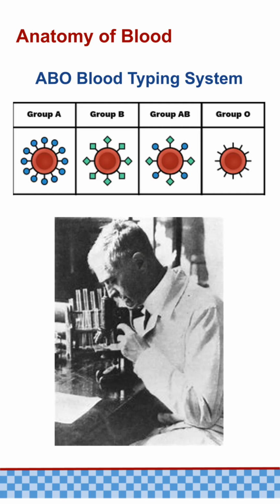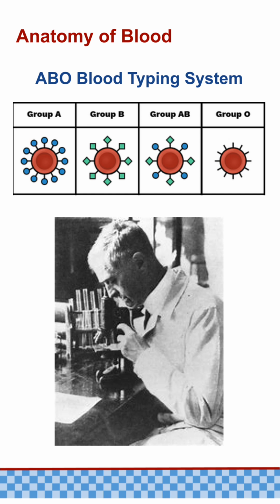The most common blood typing system is the ABO system, which classifies blood into 4 types: A, B, AB, and O. In 1900, an Austrian scientist named Karl Landsteiner conducted experiments mixing blood samples from different people. He observed that in some cases, the red blood cells would clump together or agglutinate when mixed with serum, the liquid part of blood, from another person.